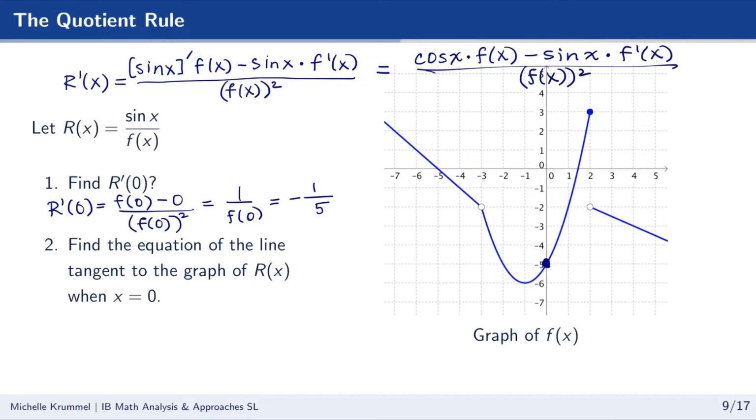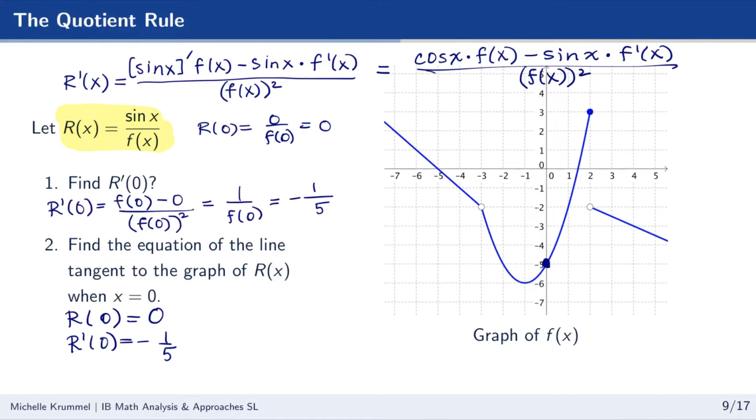Find the equation of the line tangent to r when x equals 0. So I've already found r prime of 0. We've got r prime of 0 equals negative 1/5, but we also need r of 0 if we're going to write the equation of the tangent line. So for r of 0, we're going to come back to the equation for r of x and let x equal 0. R of 0 equals the sine of 0, which is 0, over f of 0. So that's just going to be 0.